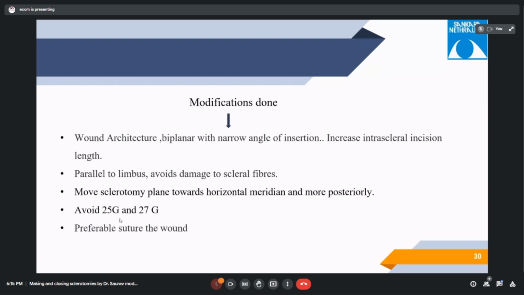Wound architecture should be biplanar. It should be parallel to the limbus. Move the sclerotomy plane more in the horizontal meridian, more posteriorly. Avoid 25 gauge and 27 gauge. One can also use the sclerotomy directly without placing the cannula hub. This provides additional length to reach in cases of high myopia. Suture the wound, as high myopia is an indication in itself for wound leakage.